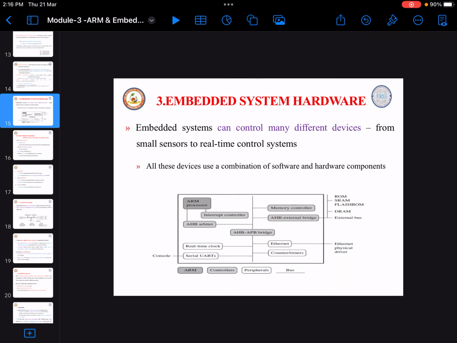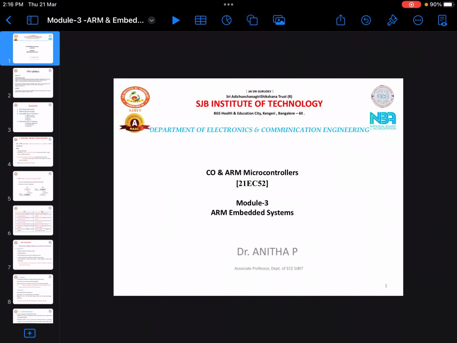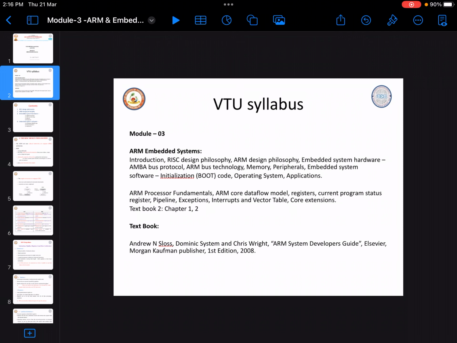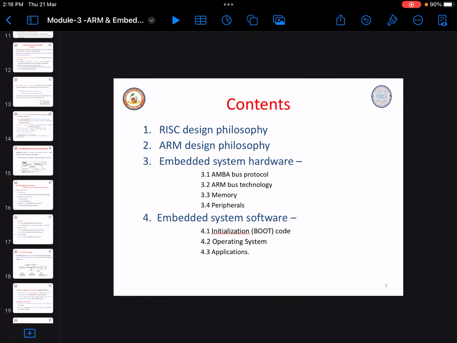I am Anita talking about Module 3, which is ARM Embedded Systems. In the previous session, we discussed RISC design philosophy and ARM design philosophy. Next, we will be looking into embedded system hardware.